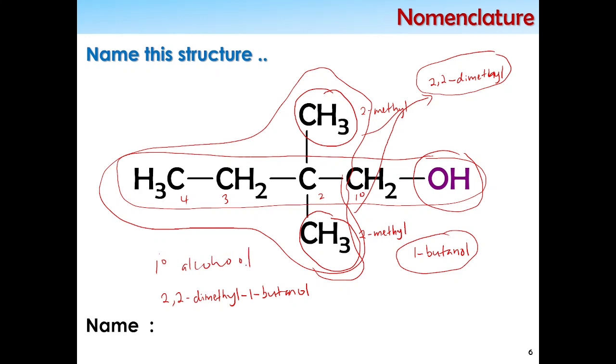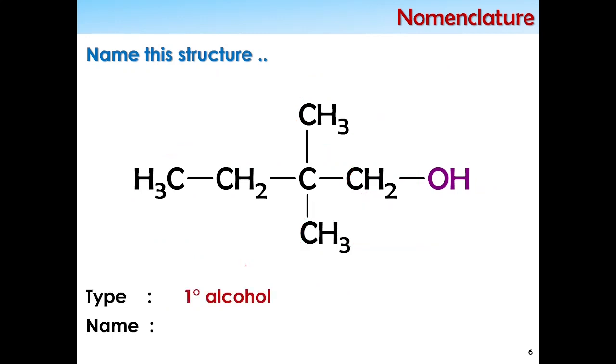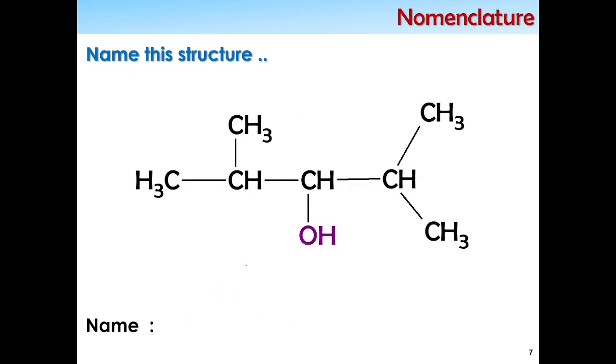Okay, so let's see the real answer. Type: primary alcohol, and the name 2,2-dimethyl-1-butanol. So we are correct. Okay, what about this one?